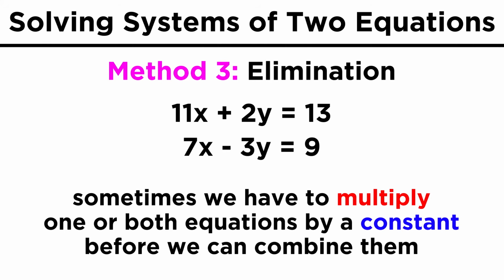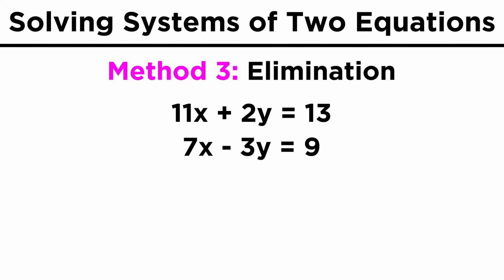Furthermore, we might have to multiply one or both of the equations by some constant to be able to do elimination. Say we have 11x plus 2y equals 13, and 7x minus 3y equals 9. The y values are pretty close, but we can't add them together as is and have them cancel.